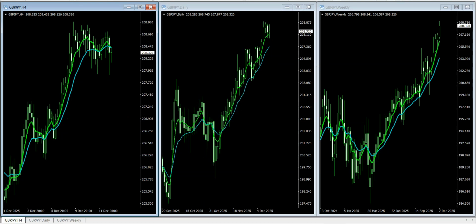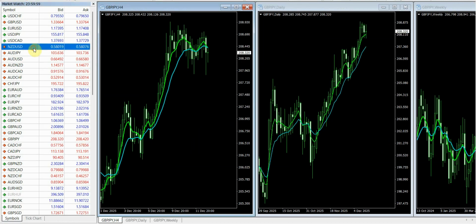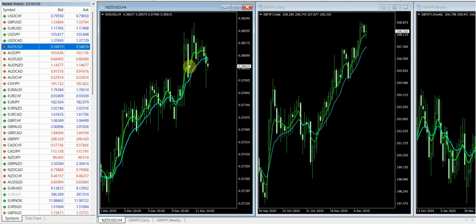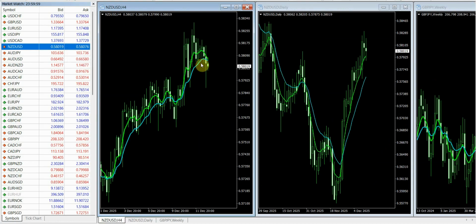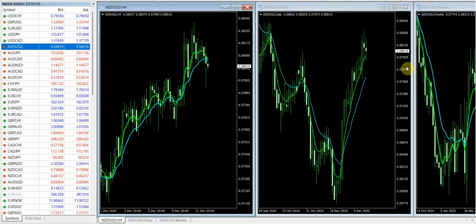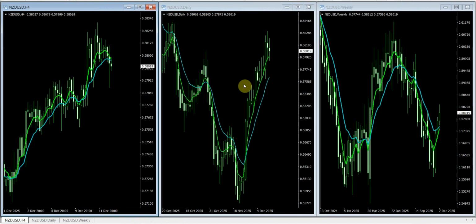This is a very simple profile I've created where, whatever currency pair you're analyzing, you can paste it here. So let's say I use NZD USD. You can see on the weekly the trend was down and price has been moving up since the last 3 weeks. You can see here on the daily the trend is clearly up. So this is when the EMA is crossed.